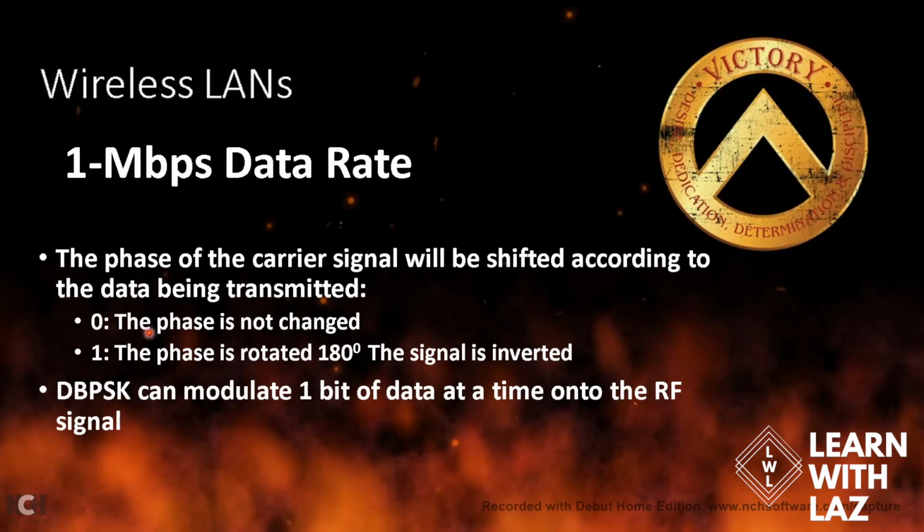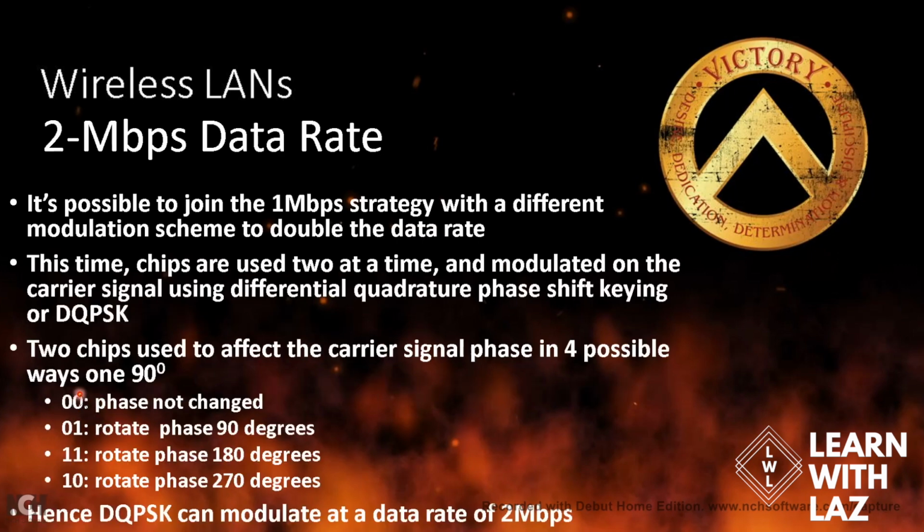And you see here, the phase is not changed. If there's a 0, the phase is not changed. If the phase is rotated 180 degrees, then it goes to 1. And again, that is binary, differential binary phase shift keying. On the other hand, you have a 2 megabits per second data rate.